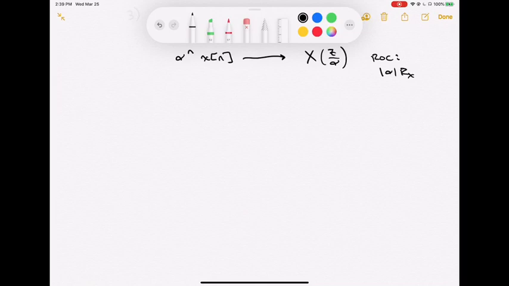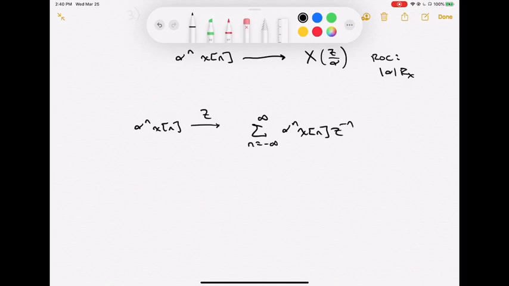If I wanted to get a handle on this and think about why this property might be true, we can quickly go through a proof here. I don't want to do too much on this because it does get a little bit tedious. So alpha to the n x of n, we're interested in what happens when I do the z transform on that. I'm going to have a summation by definition, n going from minus infinity to infinity. I have my alpha to the n in there, I have my x of n in there, and I have my z to the minus n in there.